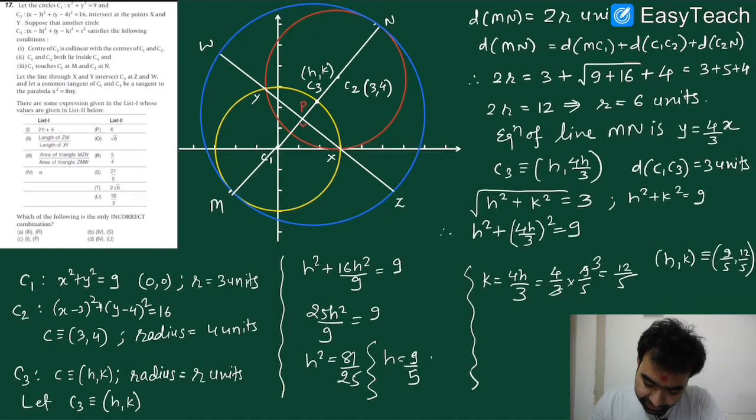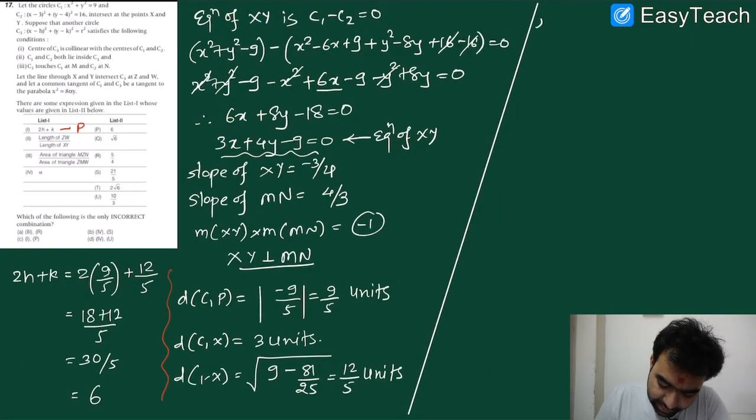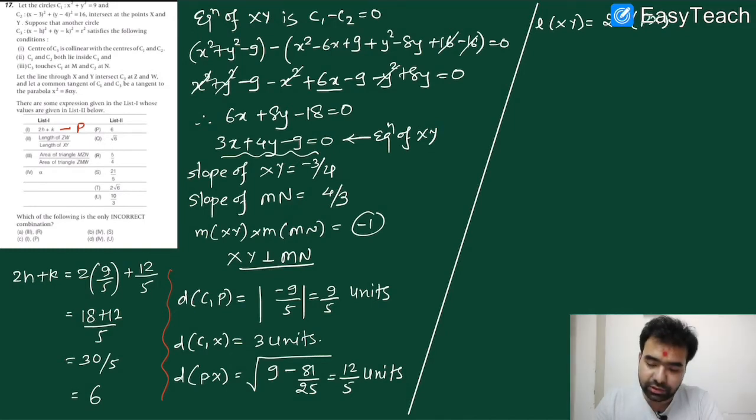Now the length of XY is double the length of PX, because a perpendicular drawn from the center to the chord bisects the chord. So it will be 24 by 5 units. Okay, so I know the length of XY.